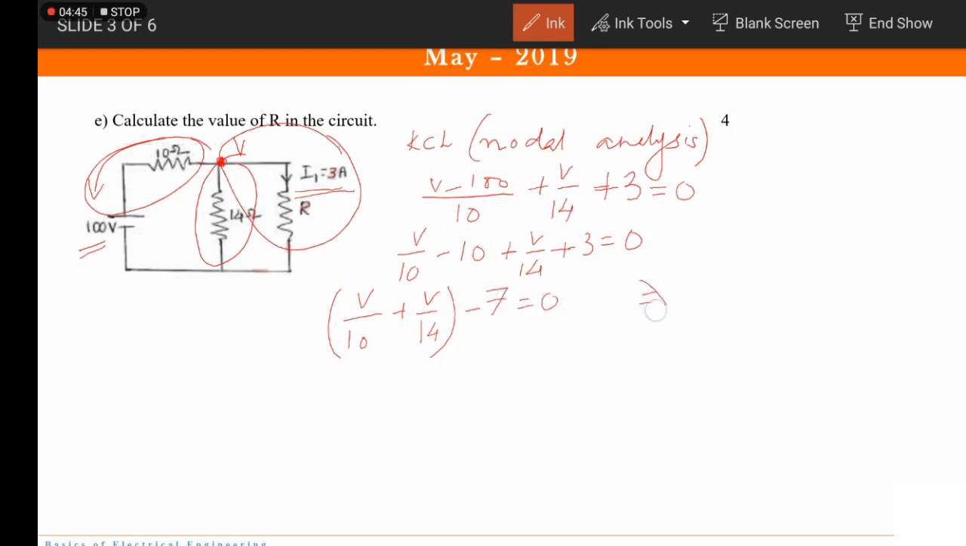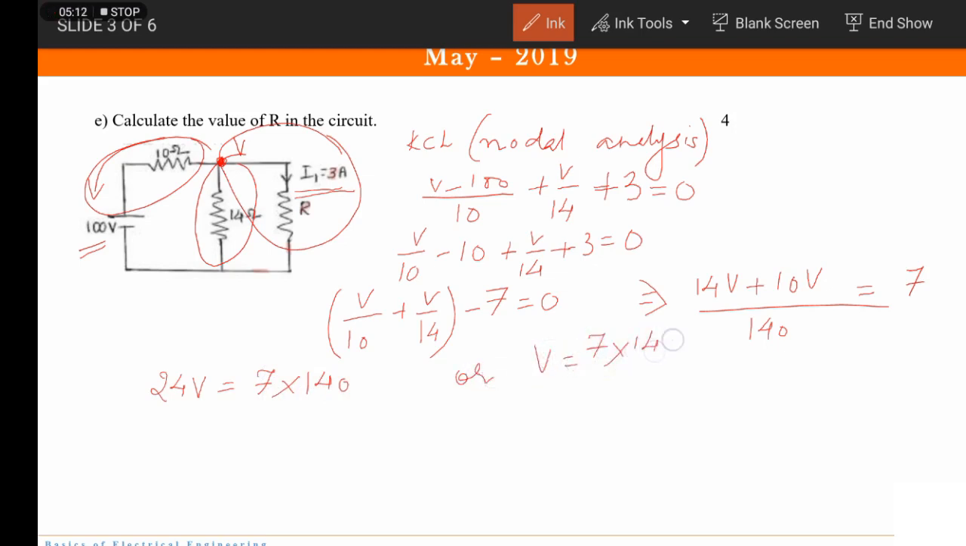Now let us take LCM here. So let the LCM be 140. So it will be 14V plus 10V, right? Now this becomes equal to 7. Correct? So the next equation would be 24V is equal to 7 into 140, or V is equal to 7 into 140 upon 24. So now what is the value for V, students? The value of V comes out to be 40.83 volts.